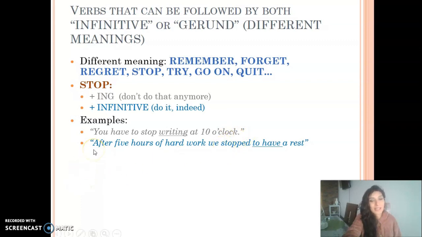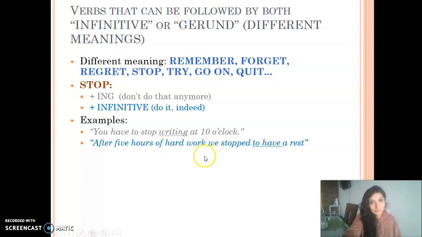And if I change it here with the gerund, after 5 hours of hard work, we stopped having rest. We don't do that anymore.